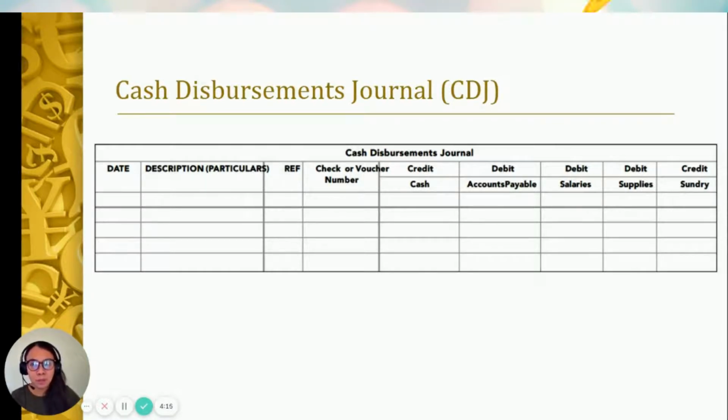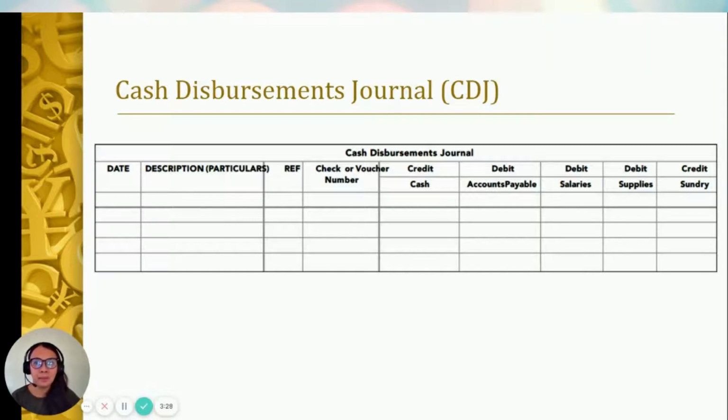And the first column would be for the date. So again, this is where we record the date of the transaction. We put it in the date column. Now, just like in the cash receipts journal, there's also a column for the description of the transaction. So we write here a brief explanation of the transaction, similar to the explanation that we use when we put journal entries in the general journal. Now, the third column would be reference. And again, this is left blank when we make the journal entry initially. But then when we transfer the journal entry to the ledger, then we have to put the reference pages in this column.